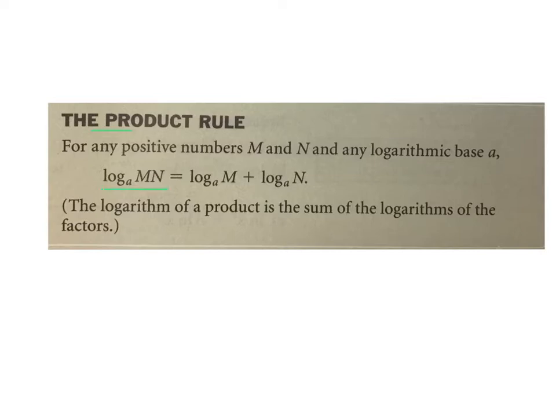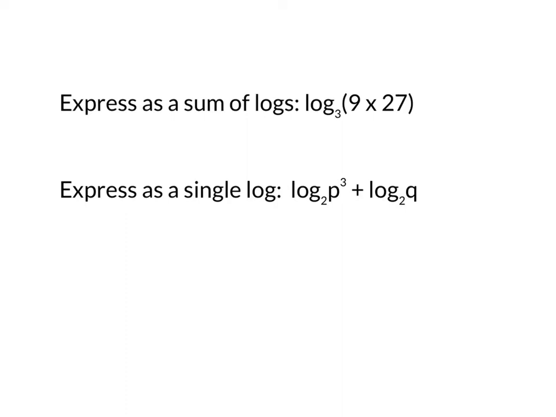The product rule says if you have a log with multiplication in it, you can split it up with addition. These work both ways. Also, if you're adding two logs, you actually multiply the big numbers that are with the logs, and we'll look at that on the next slide. Right here, the first one says express as a sum of logs, and I have log base 3 of 9 times 27.